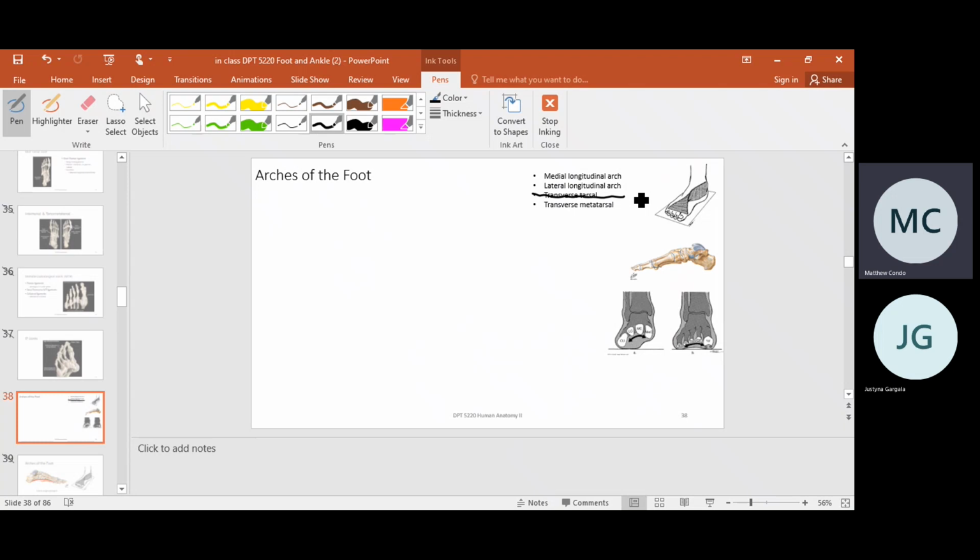So I just want to go over, if you see in the literature, I think Oatis and Gray's are inconsistent. I think Oatis has 4 arches, and I think Gray's has 3. We're going to go with Gray's, so that way we're just consistent with Gray's.